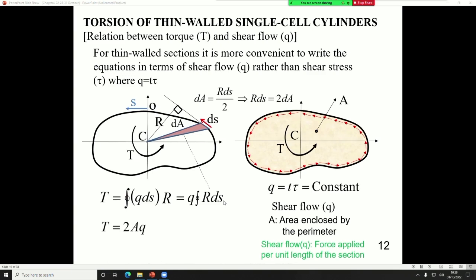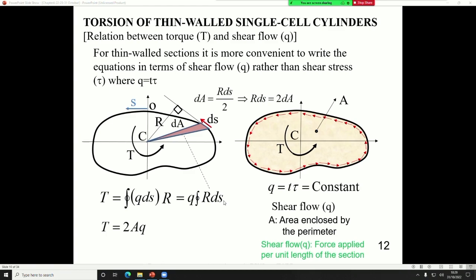So I can say the torque applied is equal to 2 times A, which is the area enclosed by the perimeter, multiplied by shear flow. And I showed you the same equation on slide number 9 for a thin-walled cylinder with a uniform thickness. So we have exactly the same equation, but here the thickness is variable, the shape is arbitrary, and A is not the cross-sectional area of the cylinder, it is the area enclosed by the perimeter. So could you please highlight it or write it here? A few students make this mistake in exam.